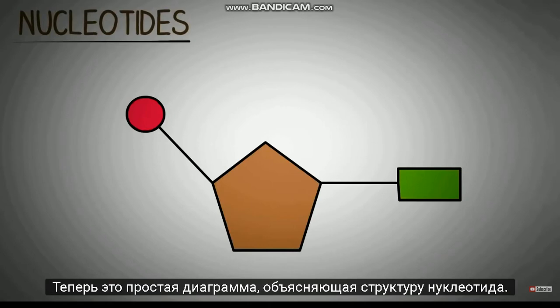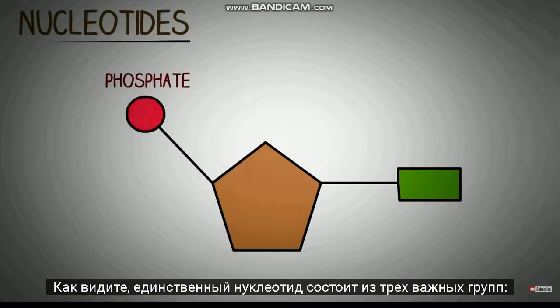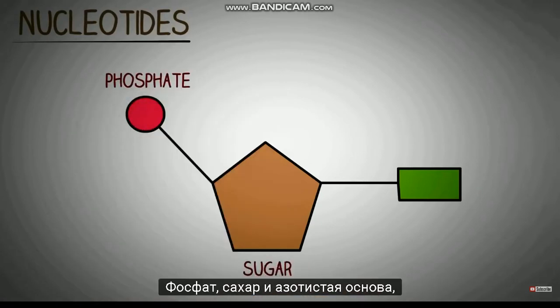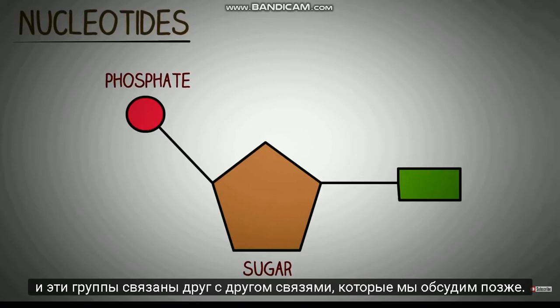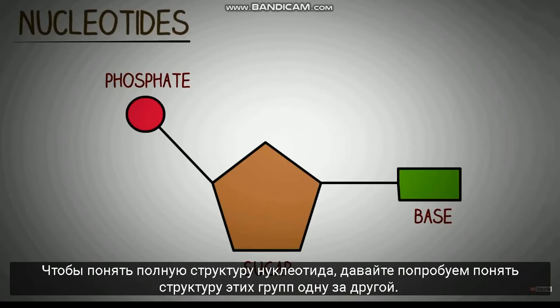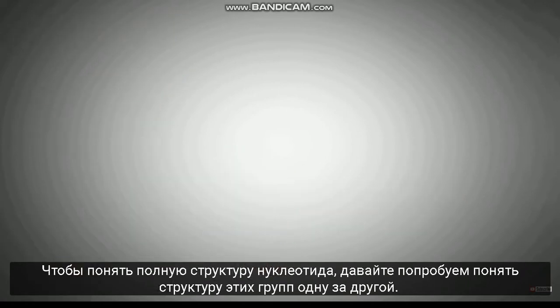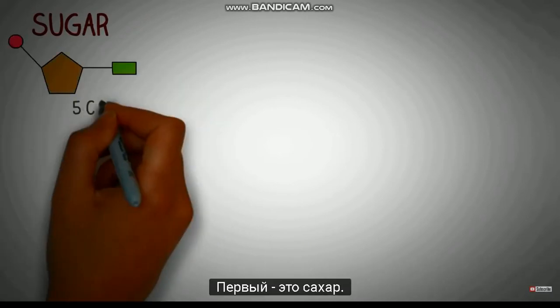Now this is a simple diagram explaining the structure of a nucleotide. As you can see, the single nucleotide is made up of three important groups: the phosphate, the sugar, and the nitrogenous base. And these groups are attached to one another by bonds, which we'll discuss later. To understand the complete structure of a nucleotide, let's try to understand the structure of these groups one by one. So the first is the sugar.